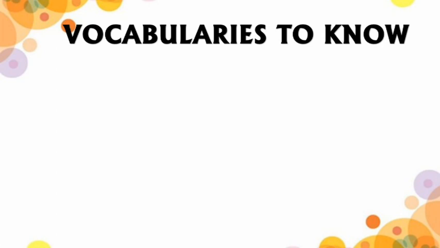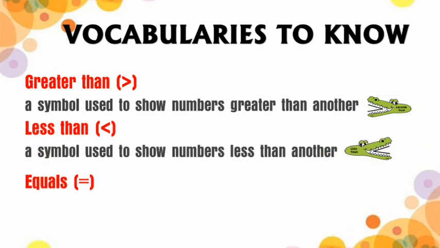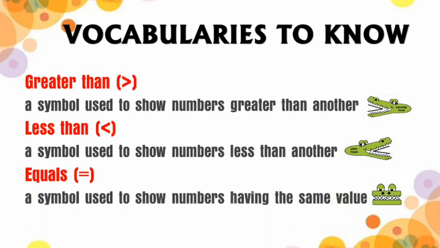At the end of today's lesson, the vocabulary you must have learned: greater than, less than, and equals. Greater than, a symbol used to show numbers greater than another. Less than, a symbol used to show numbers less than another. Equals, a symbol used to show numbers having the same value.